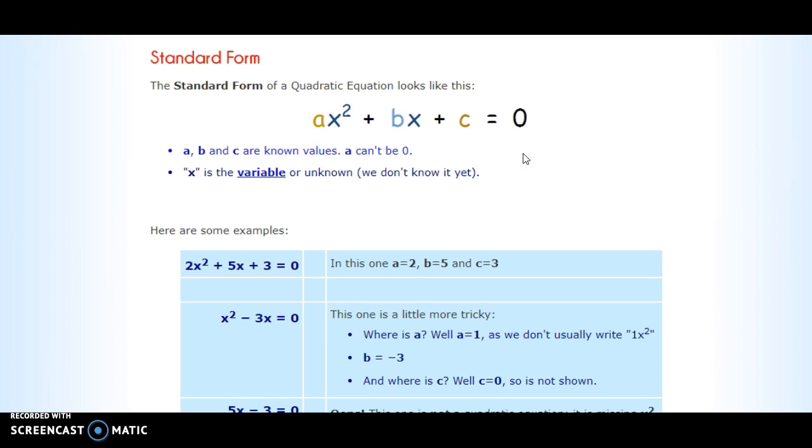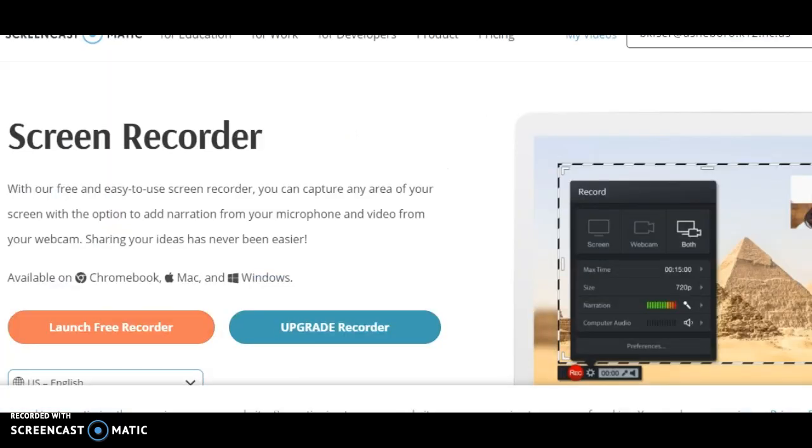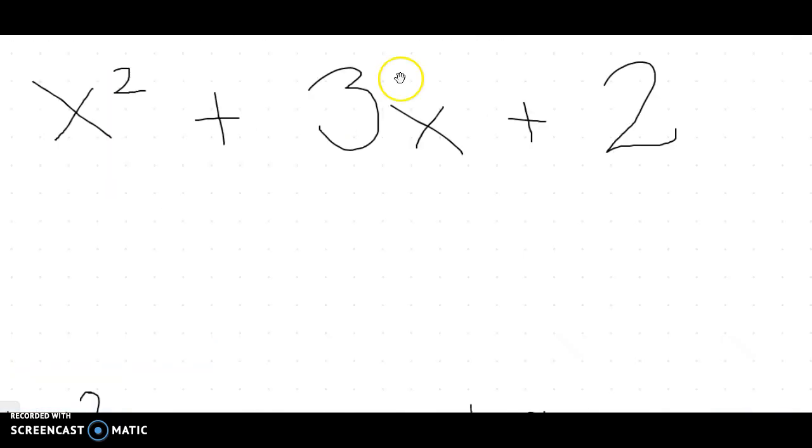But just to start, we're looking at standard form, again, ax squared plus bx plus c. When I see the x squared, that's how I know it's a quadratic equation. Now, here I have a quadratic equation, x squared plus 3x plus 2. I know you will appreciate the high-tech penmanship here.